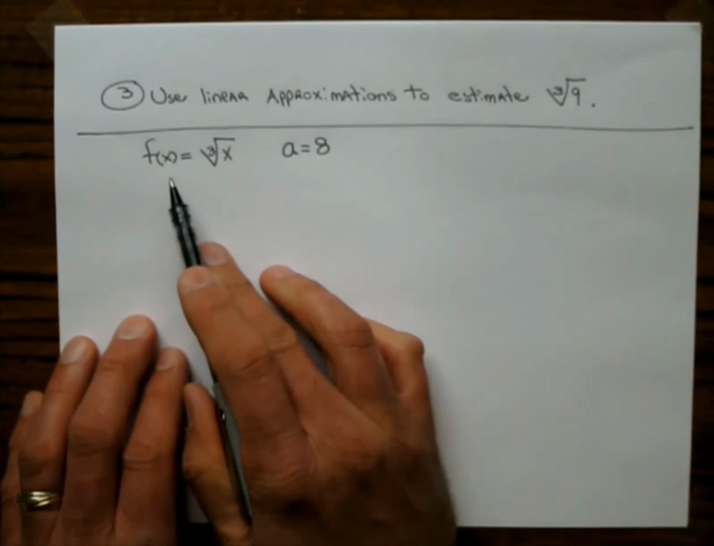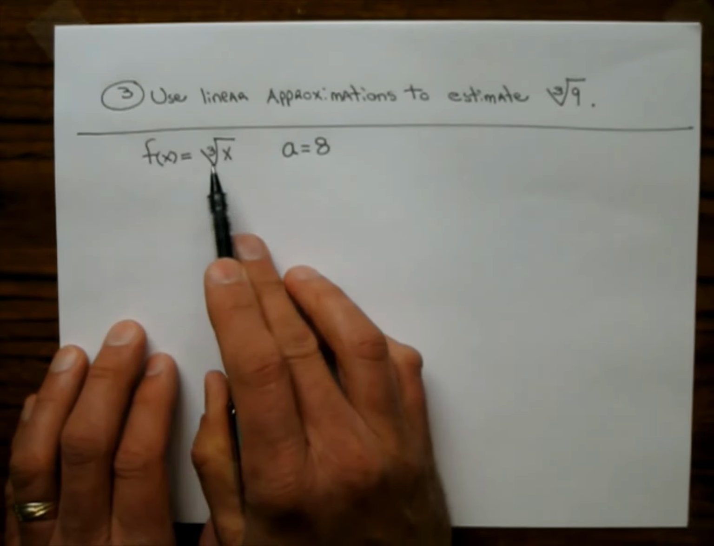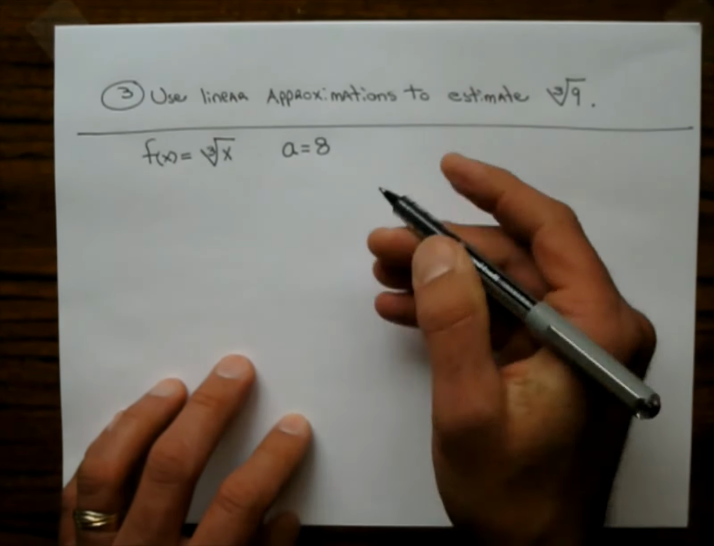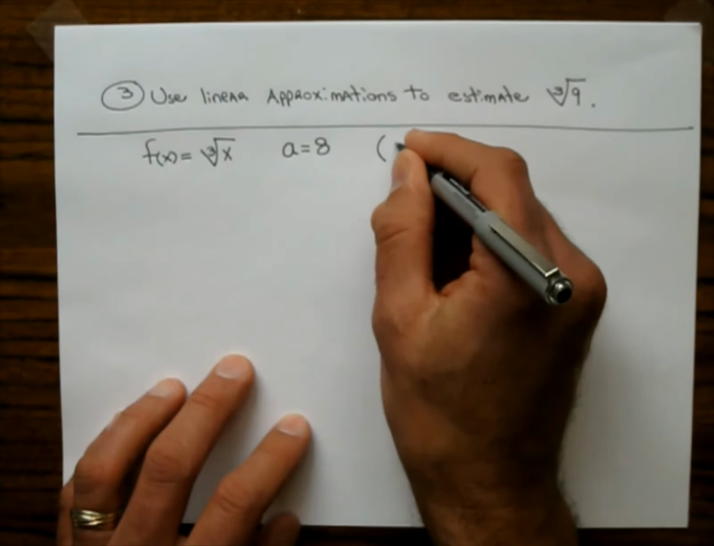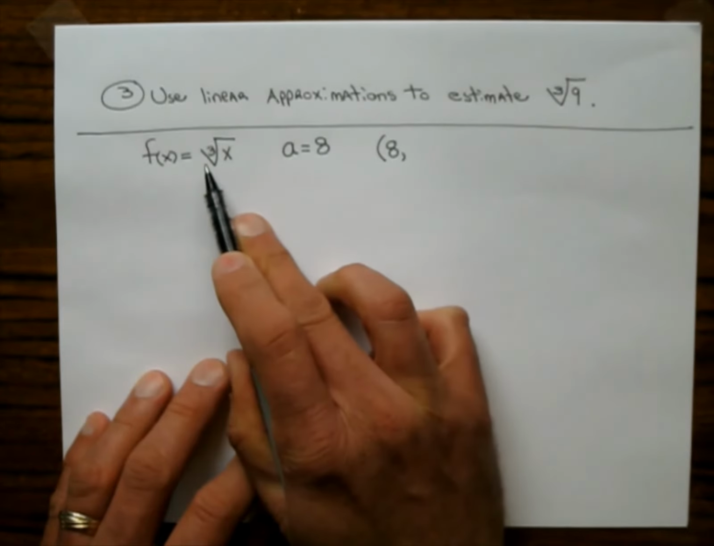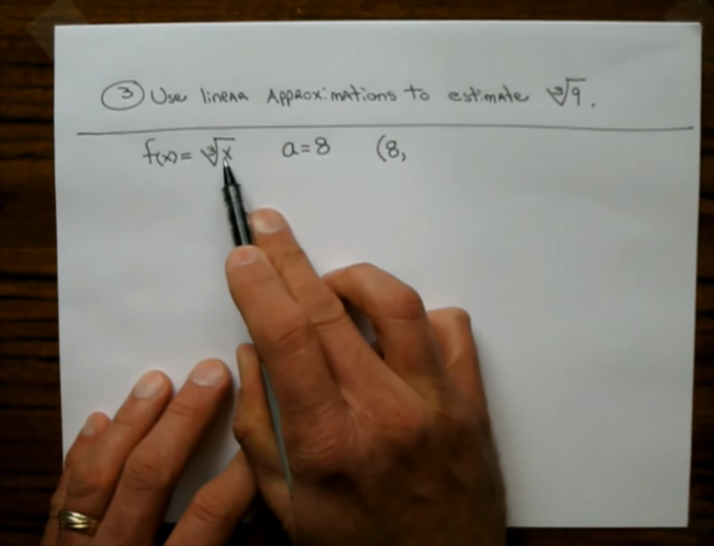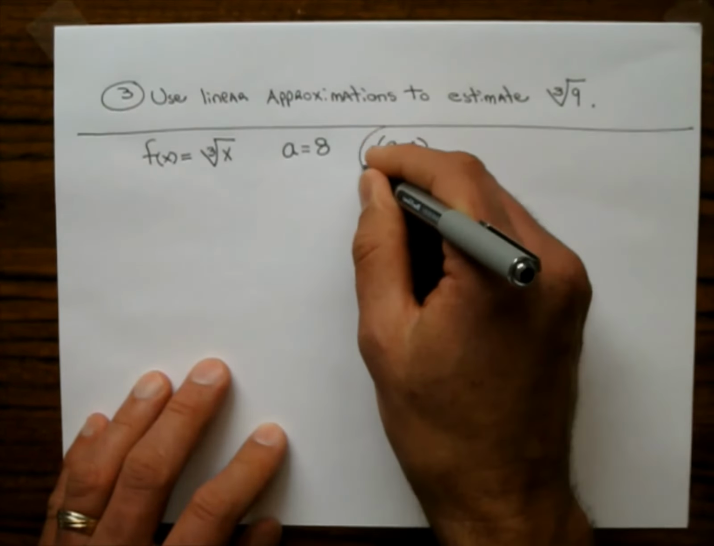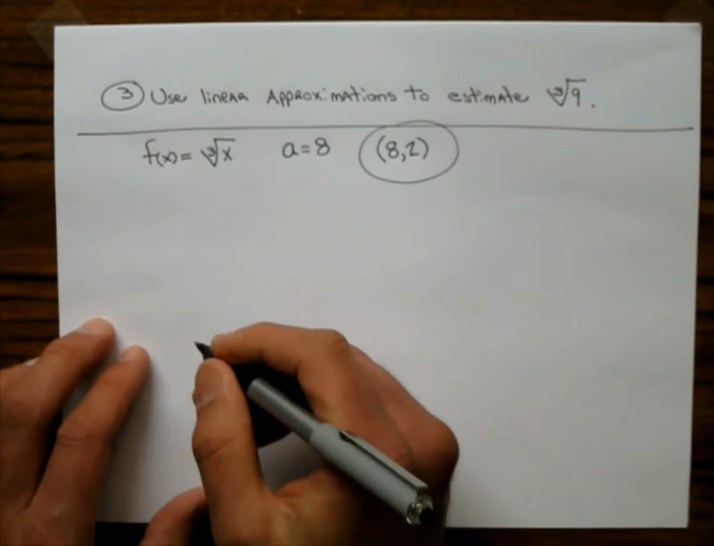So what I'm trying to do is find the tangent line of this graph at x equals 8. So I'm going to need a point. The point's going to be 8, comma, and then how do I find the y value? I put 8 into the function, f of 8, which is the cube root of 8, which is 2. So I have a point, and I need the slope.